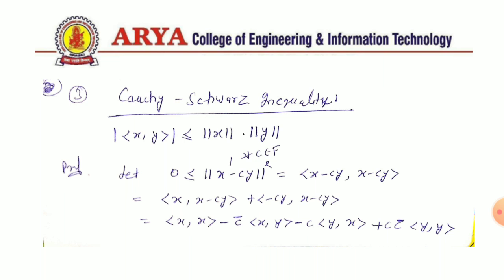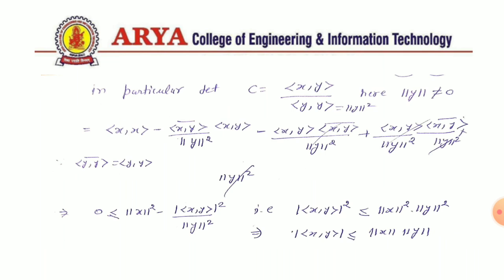Then by using the definition of norm, we can write it as inner product of x minus cy and x minus cy. Again, now applying the definition and properties of inner product, we can write it as inner product of x and x minus c bar inner product of x and y minus c into inner product of y and x plus c bar inner product of y and y. Now let's move to the next slide.